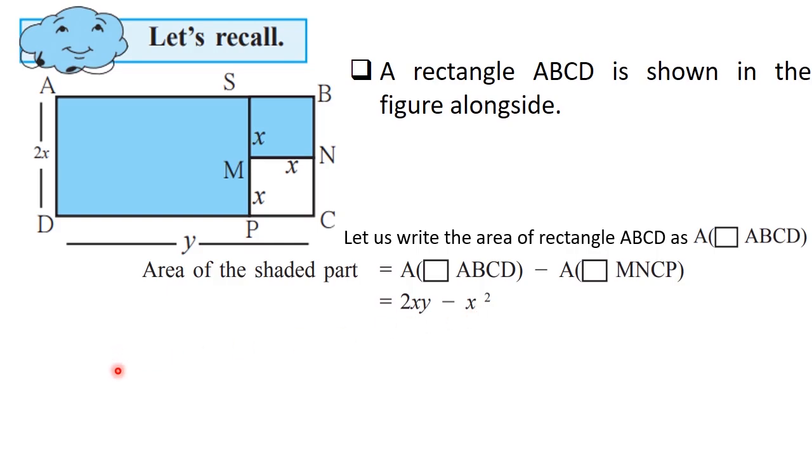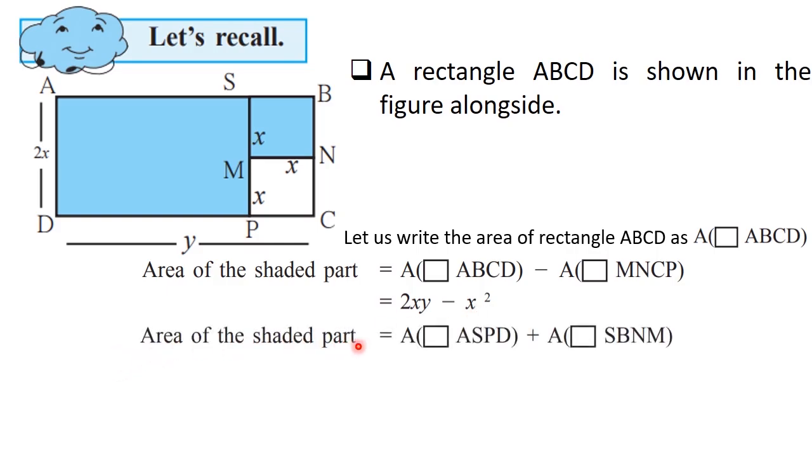So now next, area of the shaded part is equal to area of rectangle ASPD plus area of square SBNM. Now, what will be the area here? Here it will be y minus x. So here in bracket we'll write y minus x into 2x plus, and here this area will be what? It will be x square. So plus x square.